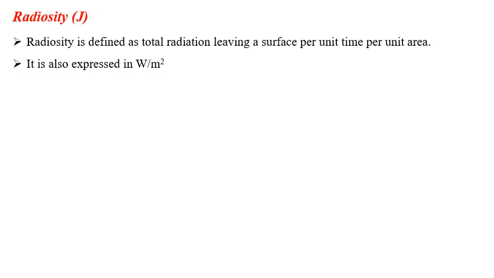Next we will see what radiosity is in radiation. It is termed J. Radiosity is defined as the total radiation leaving a surface per unit time per unit area. So it is expressed in watt per meter square.